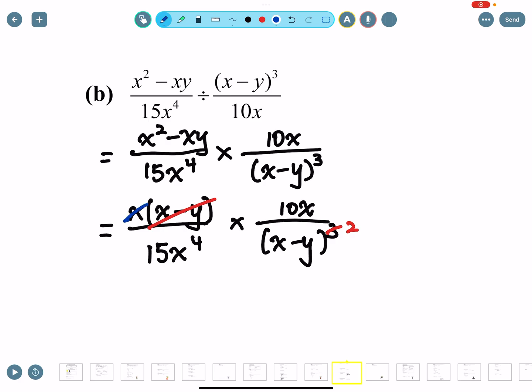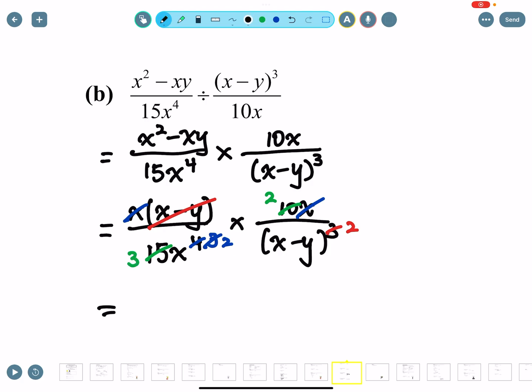X here, this one becomes 3. But at the same time, there's another x there, so this 3 becomes 2. 10 and 15 can be paired up. 10 divided by 5 will be 2. 15 divided by 5 will be 3.